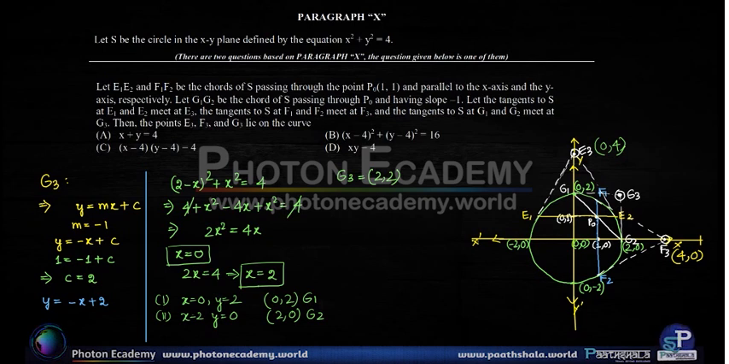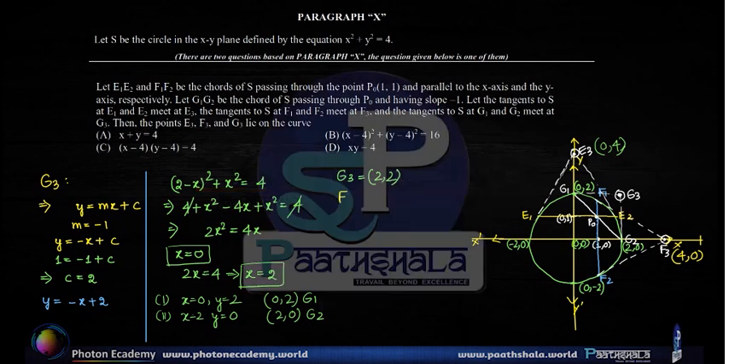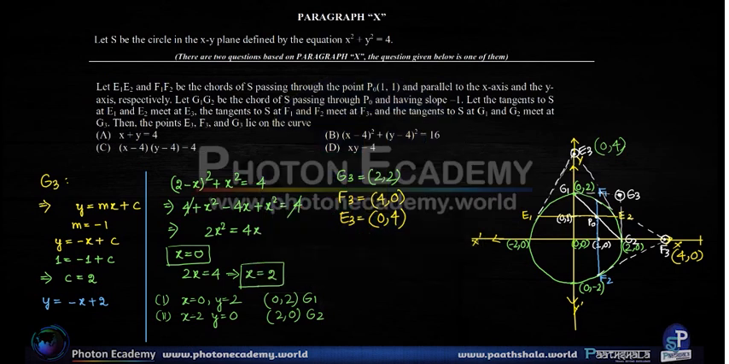Now we got F3 as 4, 0, and we have E3 as 0, 4. These 3 points satisfy the equation that is given in option A. That is x plus y is equal to 4, which is the final answer.